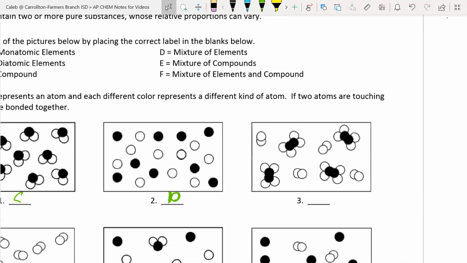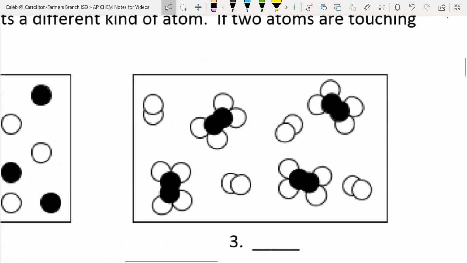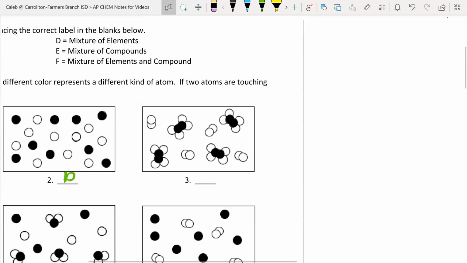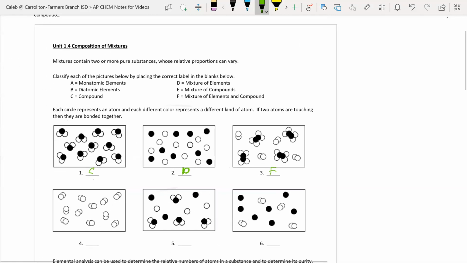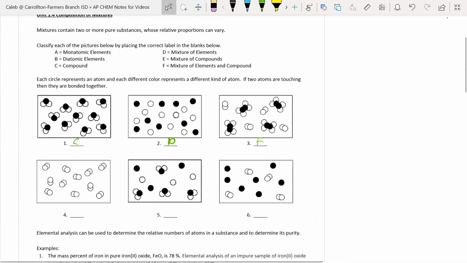The next one. I've got two types of elements that are touching each other, so those seem to be bonded together. And then I've got these two identical atoms that are touching each other. So the white balls that are together, that's a diatomic element. And the other particle you see is a molecule of a compound. So this is an element and a compound. We would put F. Number 4, even though there's two atoms together, bonded together, it's just a diatomic element. So we're going to put B.